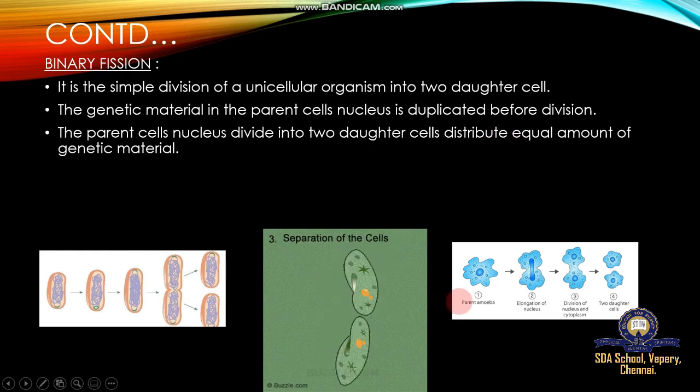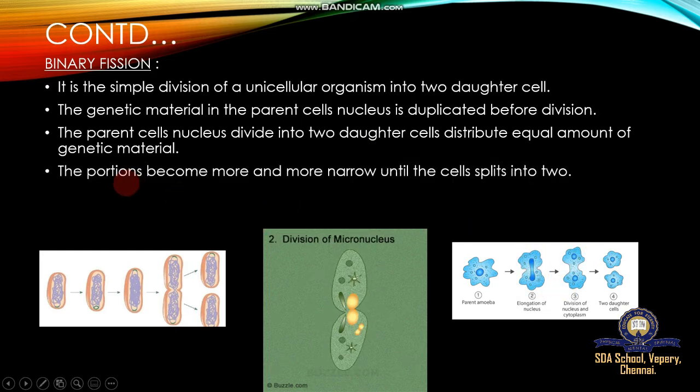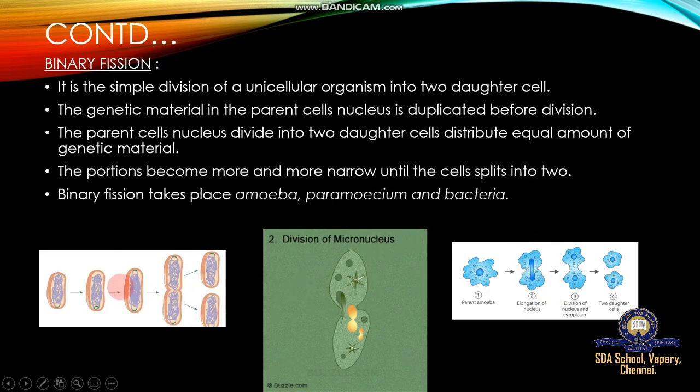So the nucleus is going to divide. Elongation happens here, and duplication happens here. Duplication means doubling. The portions become more and more narrow until the cell splits into two daughters, because the narrowing happens at that part, where the elongation is called the narrow.